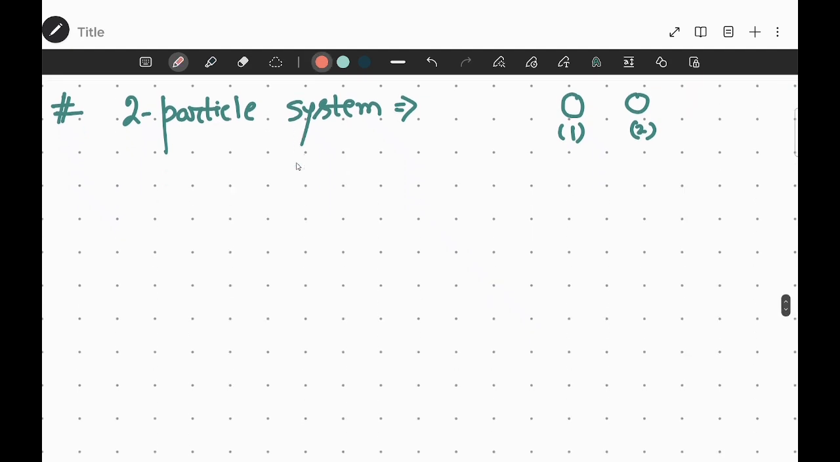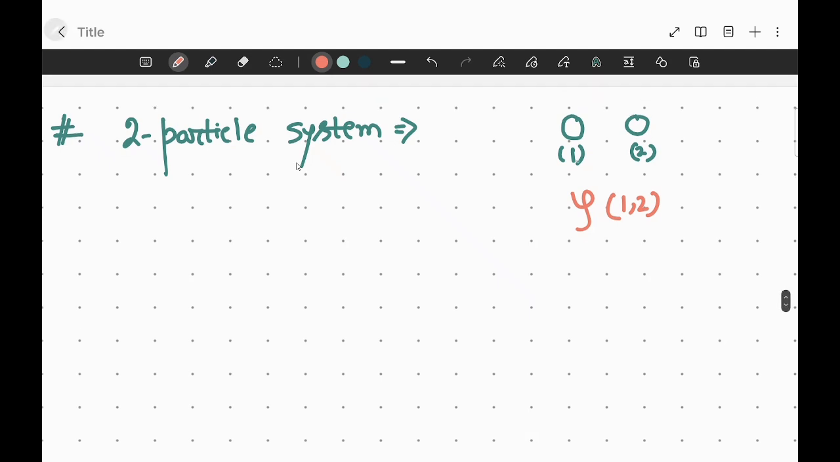And the wave function will be psi 1, 2. This is the wave function for this particle. This is psi 1, 2. Is it clear? So this particle is termed as 1 and this particle is termed as 2. And this is the overall wave function for these two particles, this is psi 1, 2. If there is any doubt, you can ask me, okay?